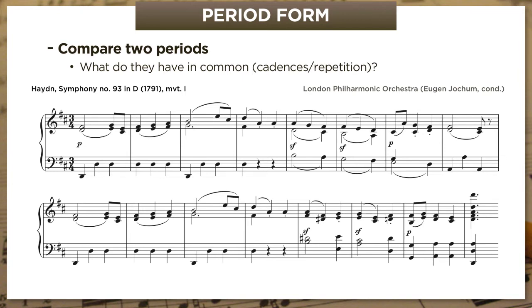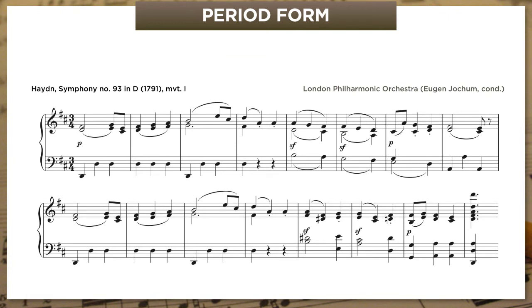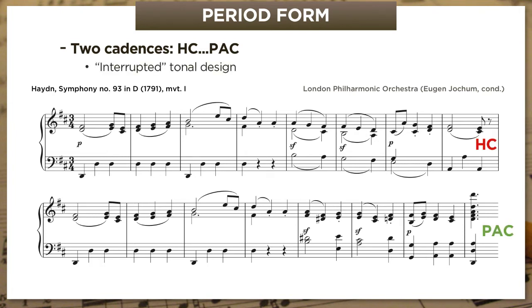Now, I hope you noticed two key features in common here. The first is that each divides in half with a cadence at each end. The first one's a half cadence, the second one is a PAC. This is sometimes called an interrupted tonal design, the idea being that the first phrase was somehow cut off before it made it all the way to tonic, so that we have to start over again.